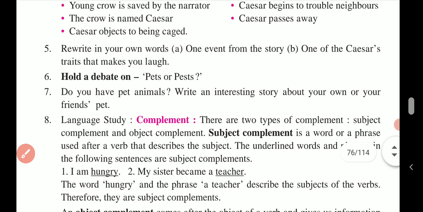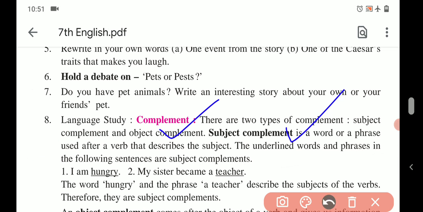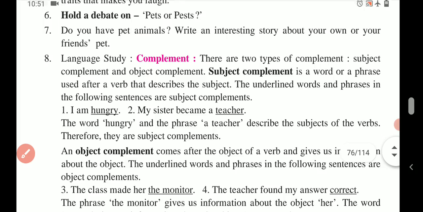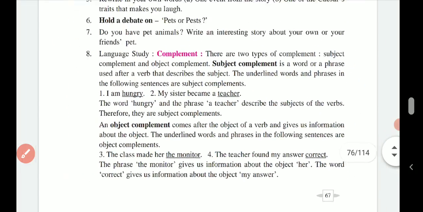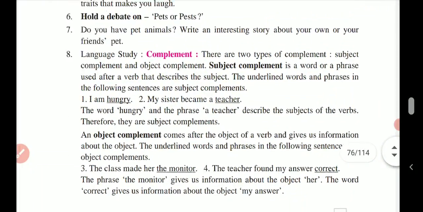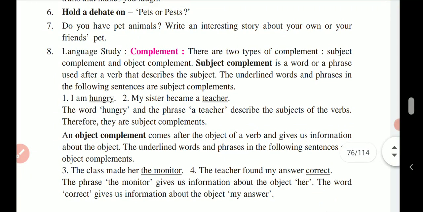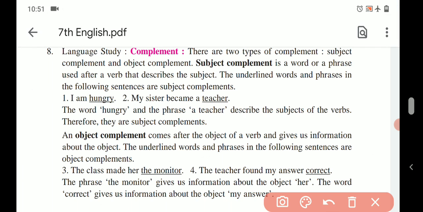Next, eighth activity. It is of language study, and here we are going to know about complement. That is a part of grammar. What is complement? Let us see. There are two types of complements. First, subject complement, and second, object complement.